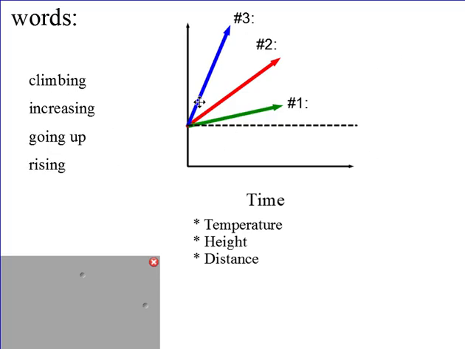Now, you can see by these lines, number 1, number 2, and number 3, that they are going in different degrees. So we need to understand it's not just something that's increasing. We need to have an adjective in there as well. Here at number 1, we can say that it is increasing slowly or gradually. Here at number 2, this will be our average, pretty much right in the middle at a 45-degree angle. That's an average ascent or an average climb.